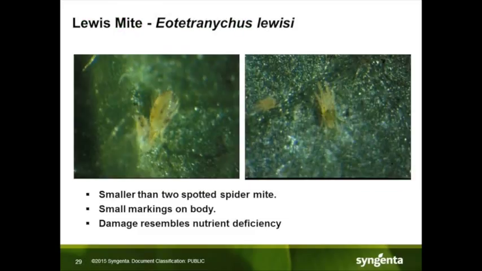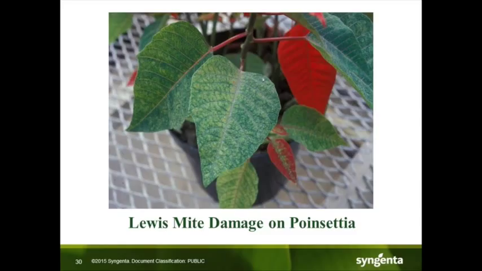Now this is going to look a little bit different compared with the Lewis mite. The Lewis mite looks very similar to a two-spotted mite, but it's smaller in size, and the markings on either side of the body are quite a bit less, and they're a little bit more random on the body. Lewis mite feeding injury tends to resemble more of a nutrient deficiency symptom, and you can see that here on the poinsettia plant. Doesn't have the same look like you get with a two-spotted mite injury.